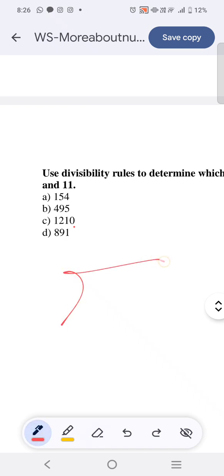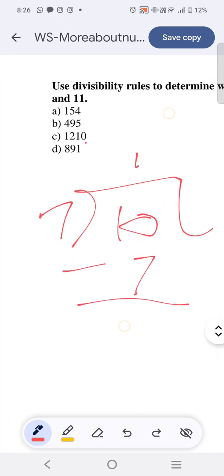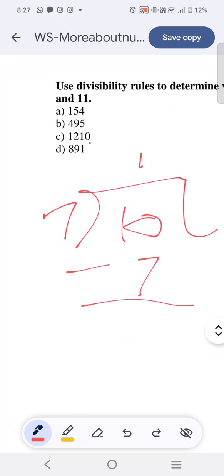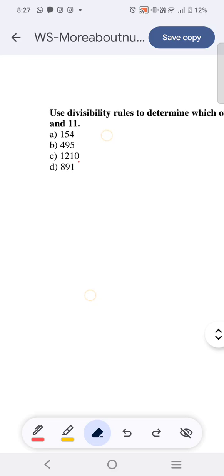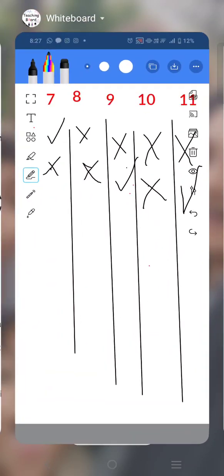Okay. Now let's check if 10 is divisible by 7. Let's do it like this. 7 and 10. Okay. Now 7 ones are 7, and the difference is nothing but 3. Now we can't do anything. This holds a remainder. So 10 is not divisible by 7, which means that 1210 is not divisible by 7.